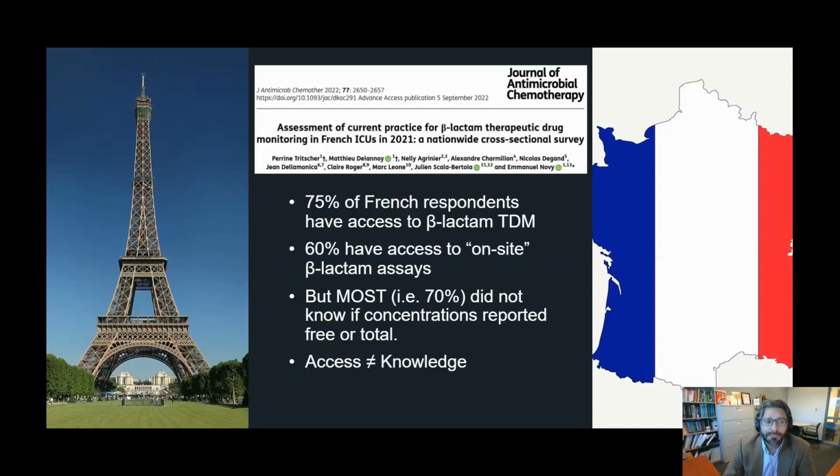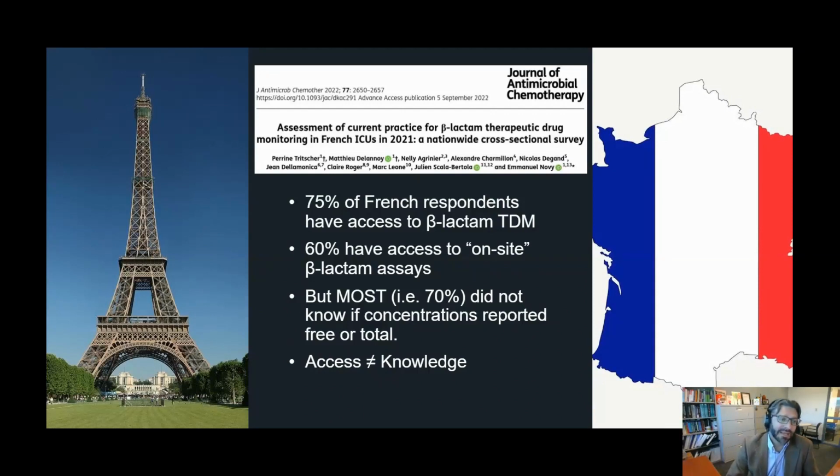Across Europe, Australia, and many sites in Asia, many sites have more access to therapeutic drug monitoring than we do in the United States. Here was a French survey. In this French survey, 75% of French respondents had access to beta-lactam therapeutic drug monitoring. 60%, so 60 of those 75% actually had on-site beta-lactam assays, which is even better because you really need to be able to make these decisions very quickly.